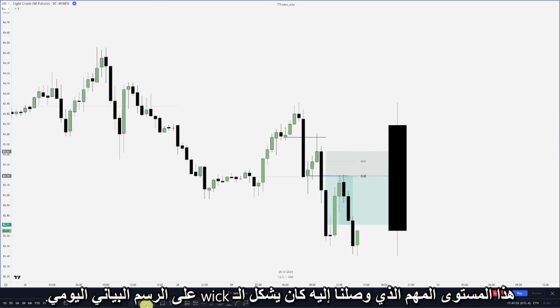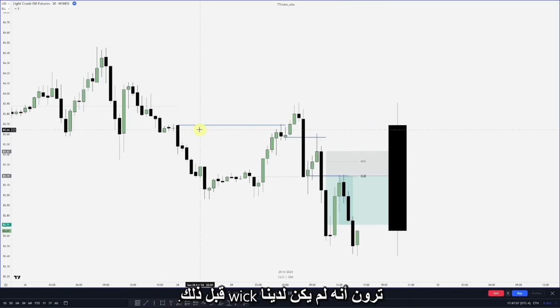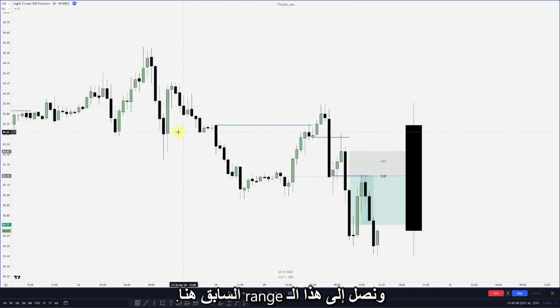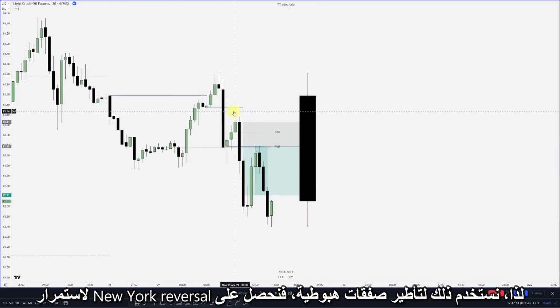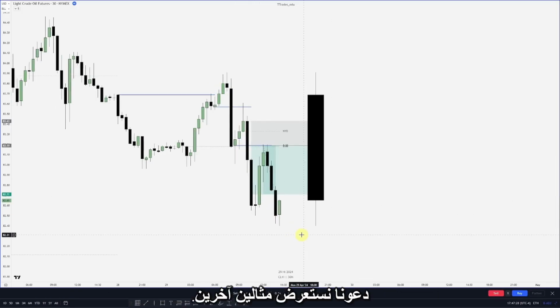This important level we hit was forming the wick, right, on the daily chart. You can see we didn't have a wick prior to that. And we reach in to this previous range here. So then we use that to frame trades lower, getting the New York reversal for a continuation lower. Let's go through a couple more examples.